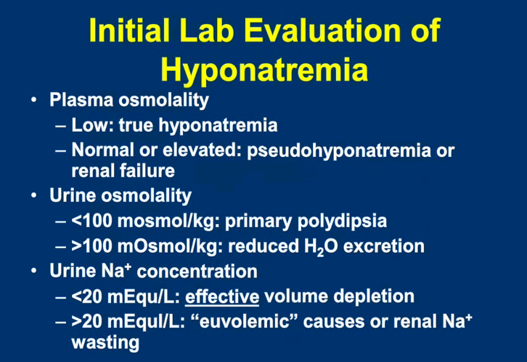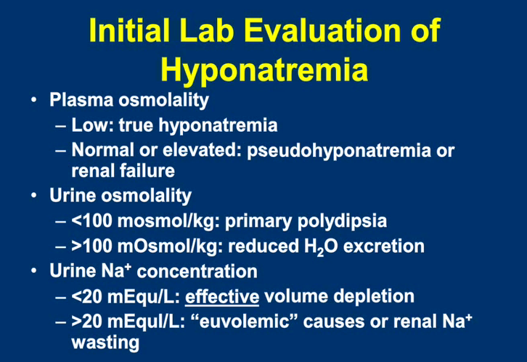The initial lab evaluation of hyponatremia is also relatively straightforward. The key thing is to always measure plasma osmolality. We'll talk about a case at lunch where that wasn't done, and it led to significant sequelae for the patient. So if it's low, it's true hyponatremia. If it's normal or elevated, this is pseudohyponatremia, or in the setting of a high BUN, renal failure. And you want to correct the measured osmolality for the effect of BUN by subtracting that and look for the effective tonicity in the absence of a high urea.